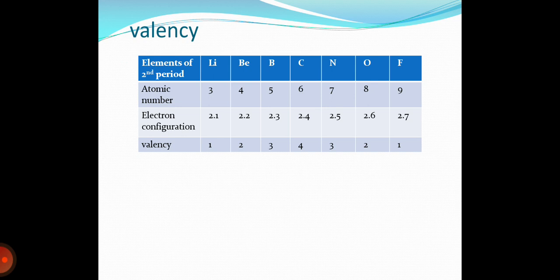Atomic number of lithium, beryllium, boron, carbon, nitrogen, oxygen and fluorine. Atomic number of lithium is 3 and beryllium is 4, boron is 5, carbon is 6, nitrogen is 7, oxygen is 8 and fluorine is 9. The valency of lithium is 1 and beryllium is 2, boron is 3 and carbon has 4. Then the valency of nitrogen will be 3, oxygen will be 2 and fluorine is 1.